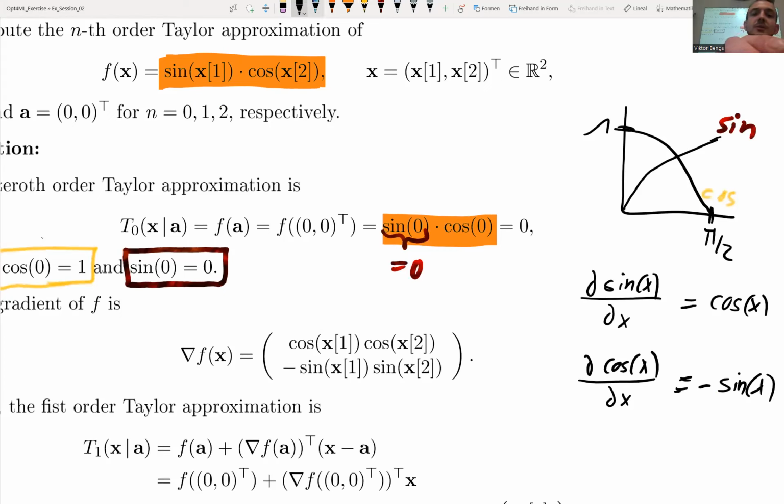All right, and then using this, what do we get if we look at the partial derivative again of our function f with respect to the first component? Sine of x1 is then cosine.